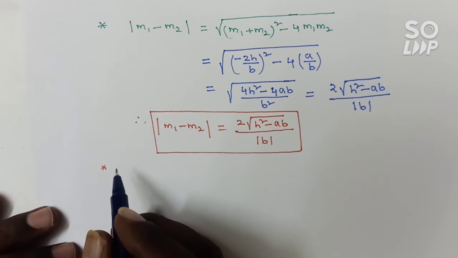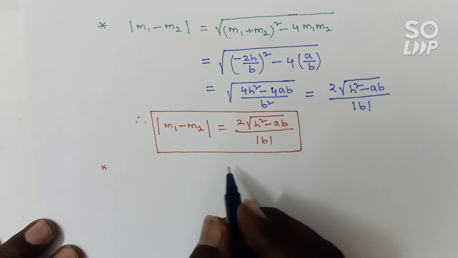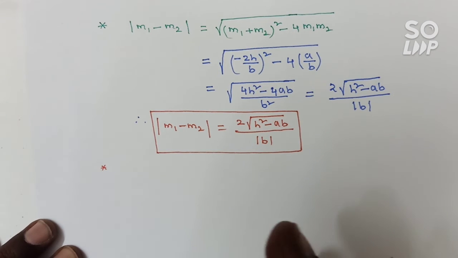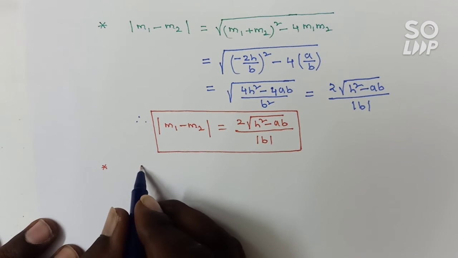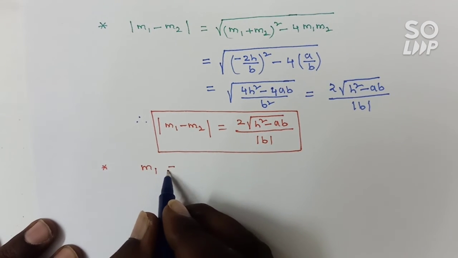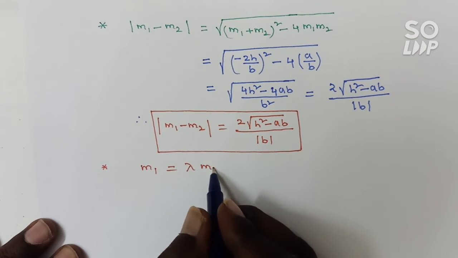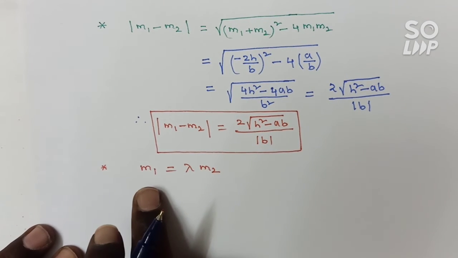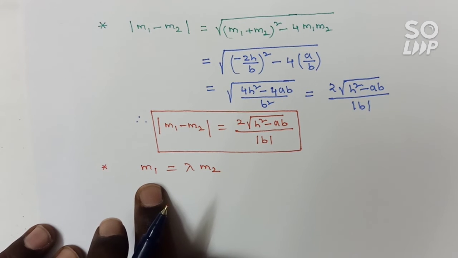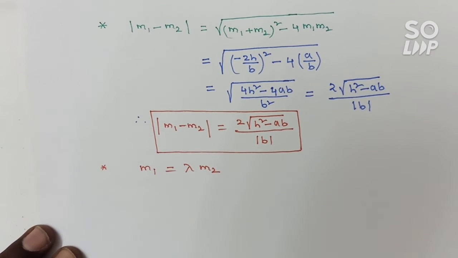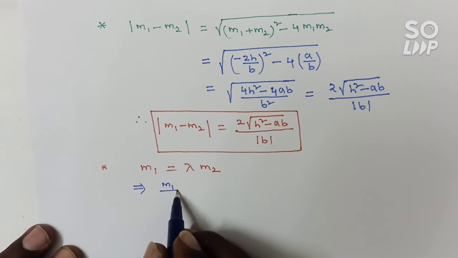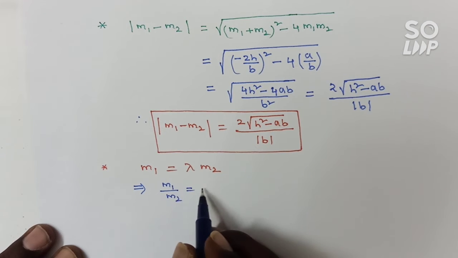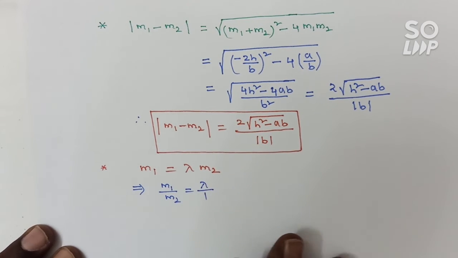Right, next see this one. Suppose the slope of one line is lambda times the slope of another line, that means m1 is equal to lambda into m2. What is the meaning of this? The slope of one line is lambda times the slope of another line. Now what is the relation? That implies, here we can write m1 by m2 is equal to lambda, lambda means lambda by 1.